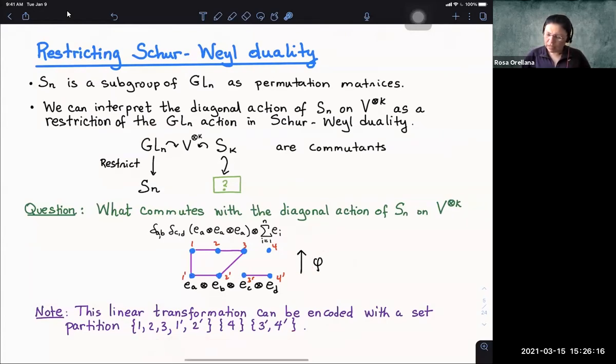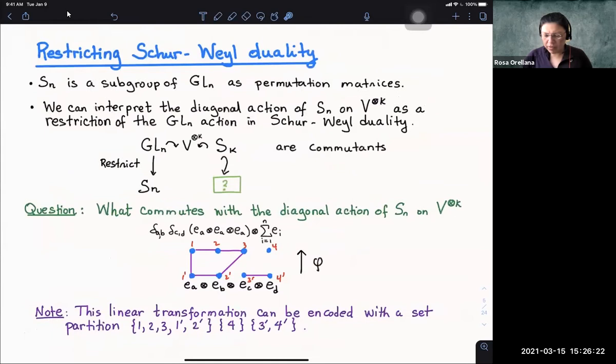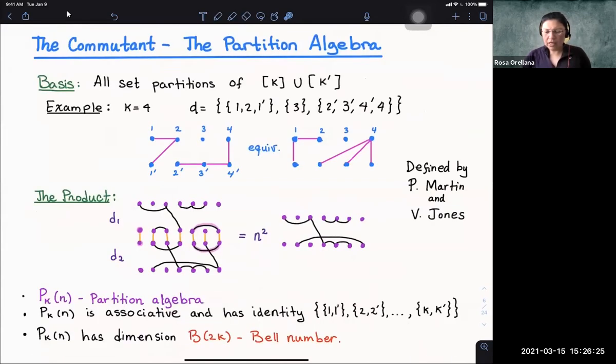So, the combinatorics. It so happens that the object that goes in this box right here was discovered by Jones, the fact that they are commutants, and by Martin just as an algebra. What Martin did is just define this algebra of set partitions, and define a product that allowed you to do it. But Jones went the commutant version. He actually figured out what the commutant was. He was actually interested in seeing what commutes with the action.